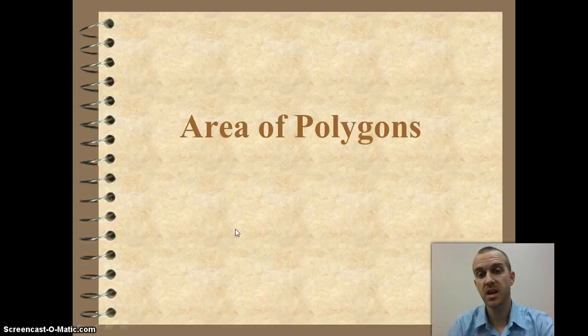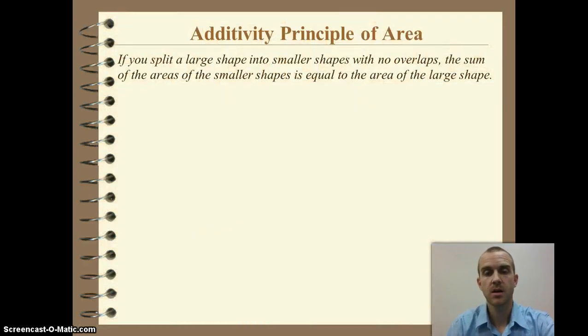In this video, we'll discuss the area of polygons. Now, within polygons, there are several principles that can help us. For example, the additivity principle states that if we take a large shape that's hard to find the area of, we can split it into smaller shapes that have no overlaps, that are much easier to find, and the sum of those smaller shapes' areas will be equal to the area of the overall shape.